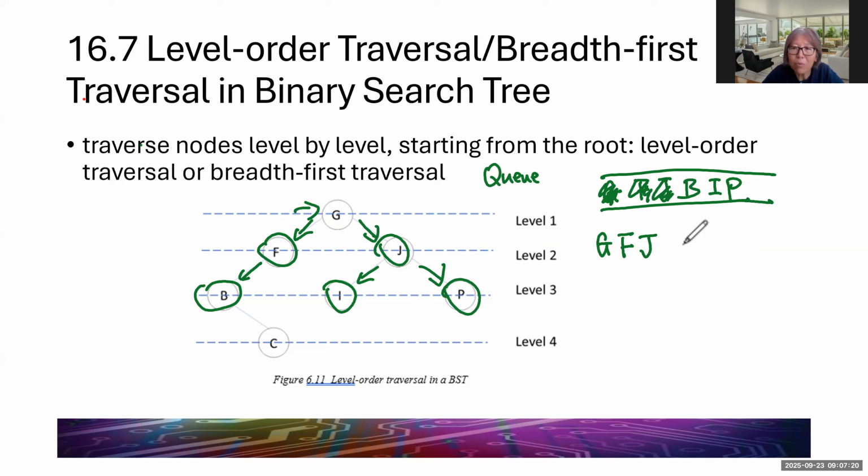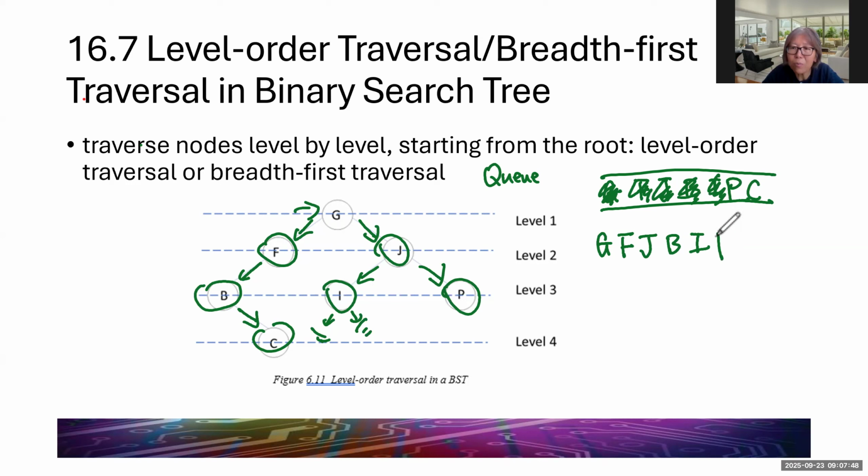And then we come to node B. We output node B, but we need to add its child node to the queue. So C is in the queue. And then we come to node I. Node I is out from the queue, and node I doesn't have any child node, so we don't have anything to add to the queue.